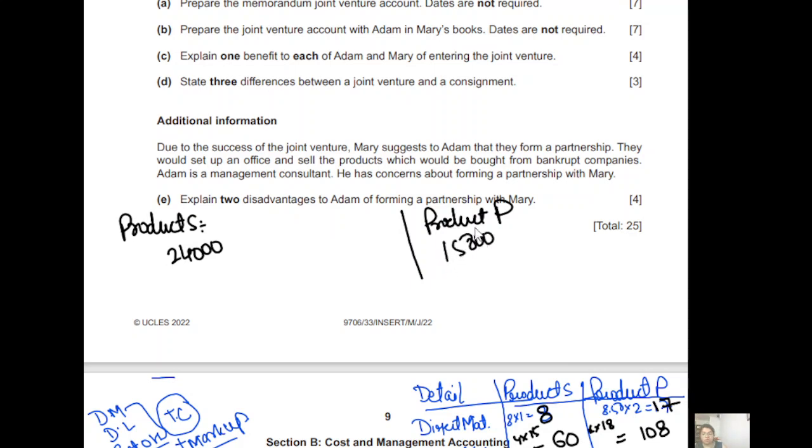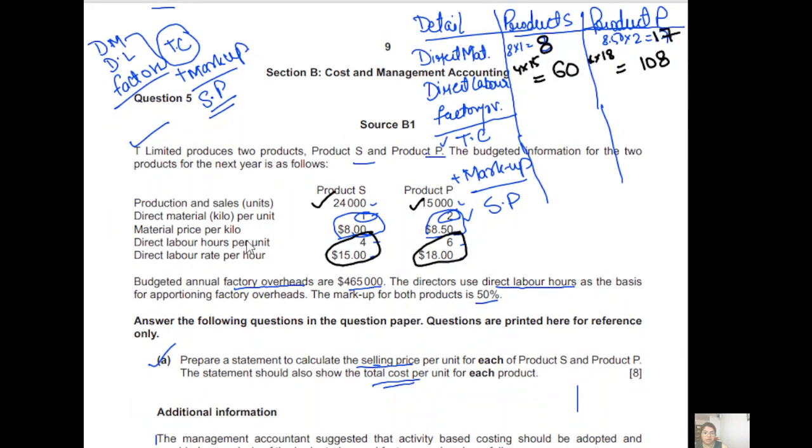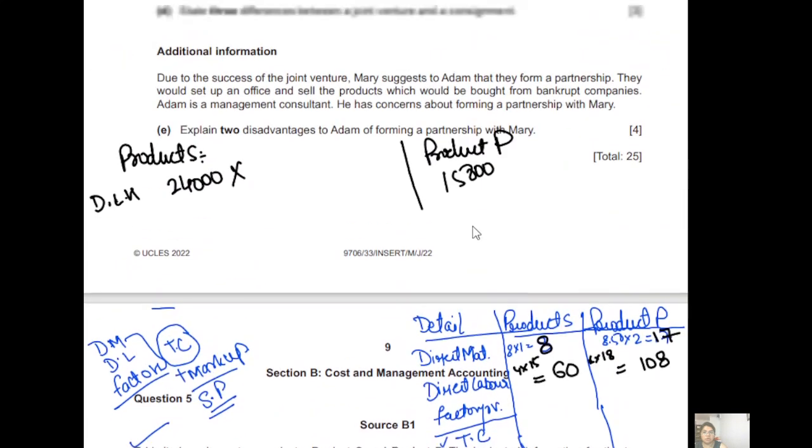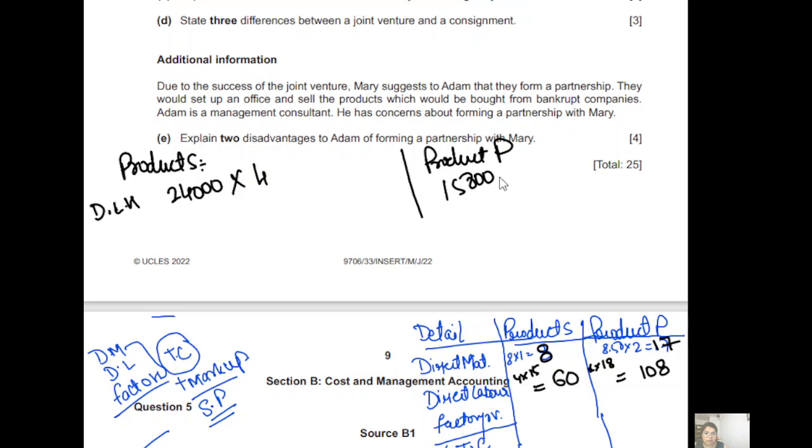Now what you have to find out is your direct labor hours. We are going to calculate direct labor hours: 24,000 times 4 for product S, and 15,000 times 6 for product P, as given in your question. Multiplying 24,000 by 4 gives 96,000, and here 9,000.